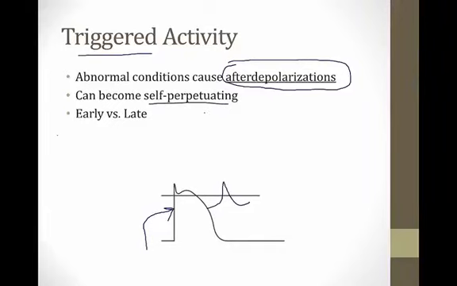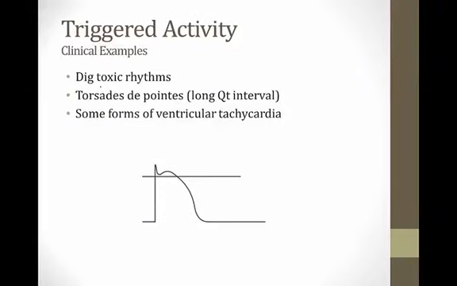After depolarizations can be classified as either early or late. An early after depolarization is one that occurs in phase 3, like I've drawn here. A late after depolarization is a second depolarization that occurs sometime in phase 4. Some clinical examples of triggered activity leading to arrhythmias include many digoxin toxicity rhythms. These are often triggered. In addition, the mechanism of torsade de Pointes, which occurs in the setting of long QT interval, is believed to be triggered activity and after depolarizations, and also some forms of ventricular tachycardia.